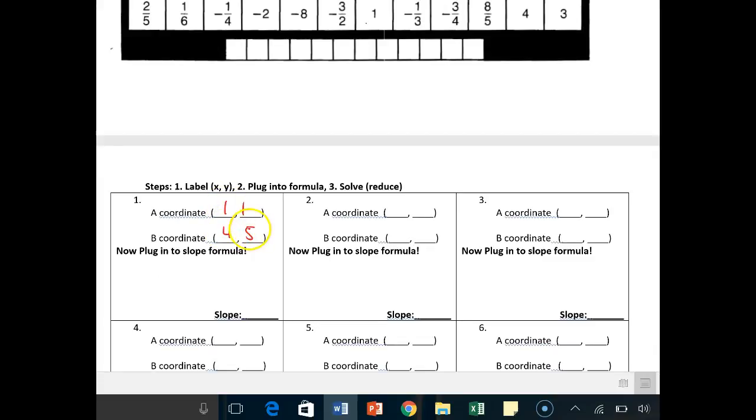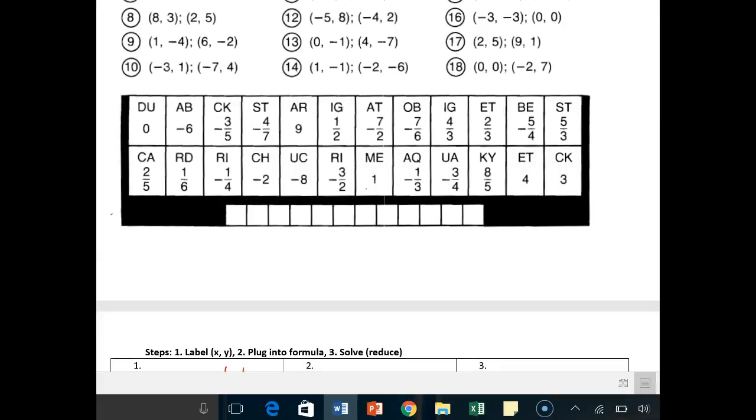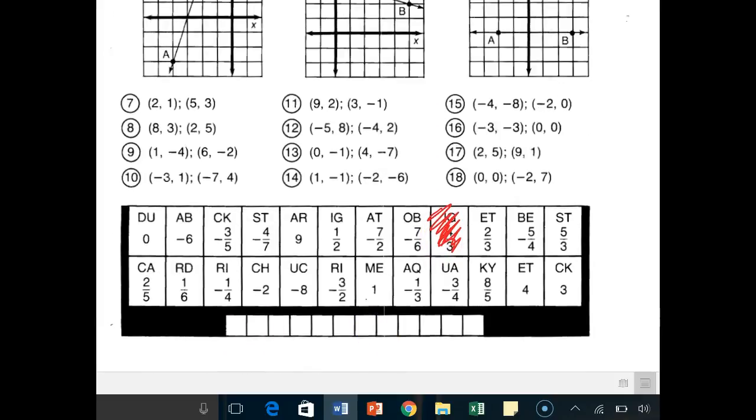So I go down on the back side and I say my coordinates are 1, 1, and 4, 5. And now I just do the slope formula. I like doing the second one minus the first one. So 5 minus 1 over 4 minus 1, right? And you get 4 over 3. So your slope is 4 over 3. You go back to the front side. You find 4 thirds. It's right here, IG, and you cross it off, right? What's remaining left over, you'll write in the boxes.